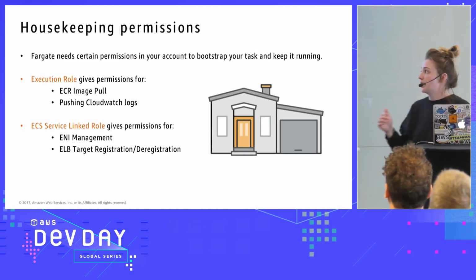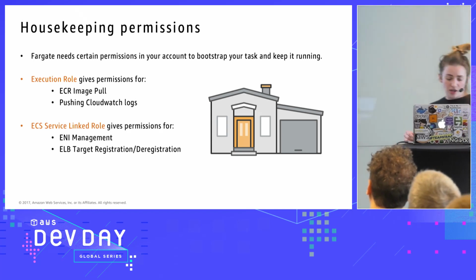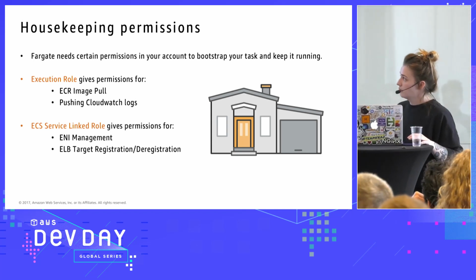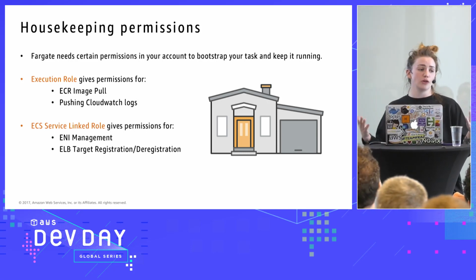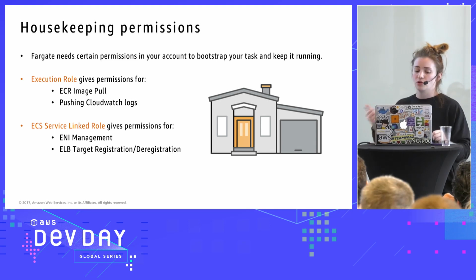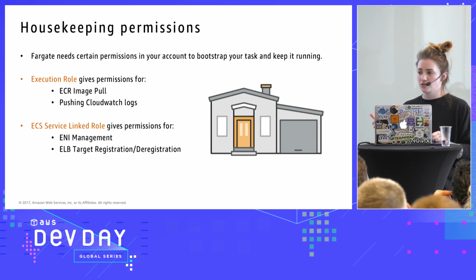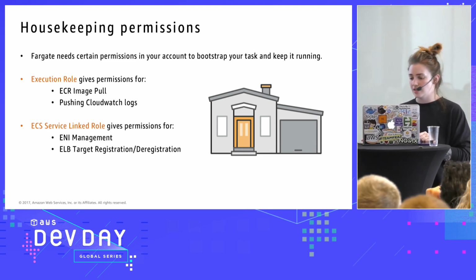Housekeeping permissions, these are the AWS ones. If you want to talk about these, we certainly can, but this is what Fargate needs permission to in order to help you manage things. So pull images, get CloudWatch logs, create target groups and ENIs for you.